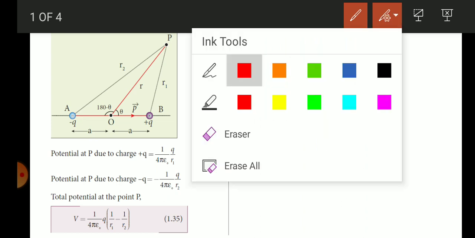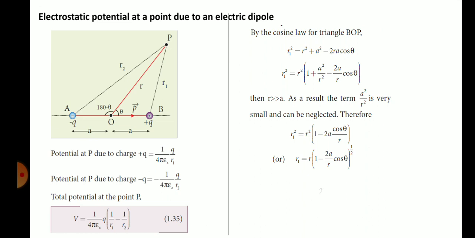Then I need to calculate 1 by r1, correct? So take the reciprocal of this term. So 1 by r1 is equal to 1 by r, 1 minus 2a by r cos theta whole power minus 1 by 2. See, earlier it is plus 1 by 2. It is changed to minus 1 by 2 because it is the reciprocal of the previous term.